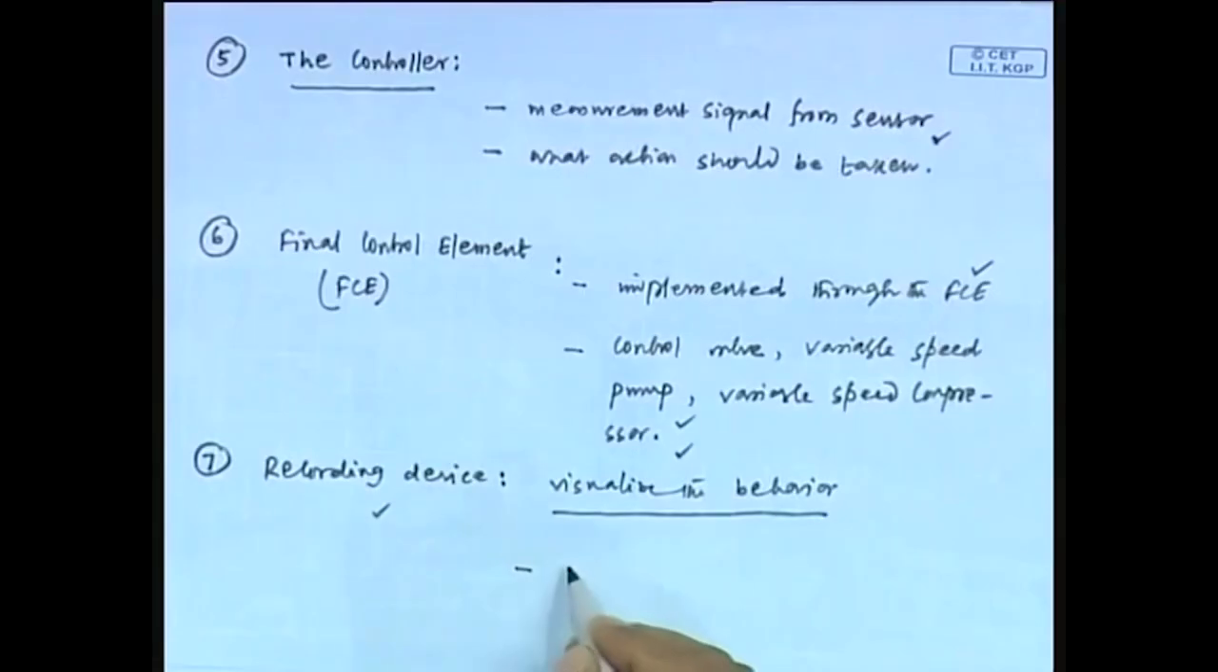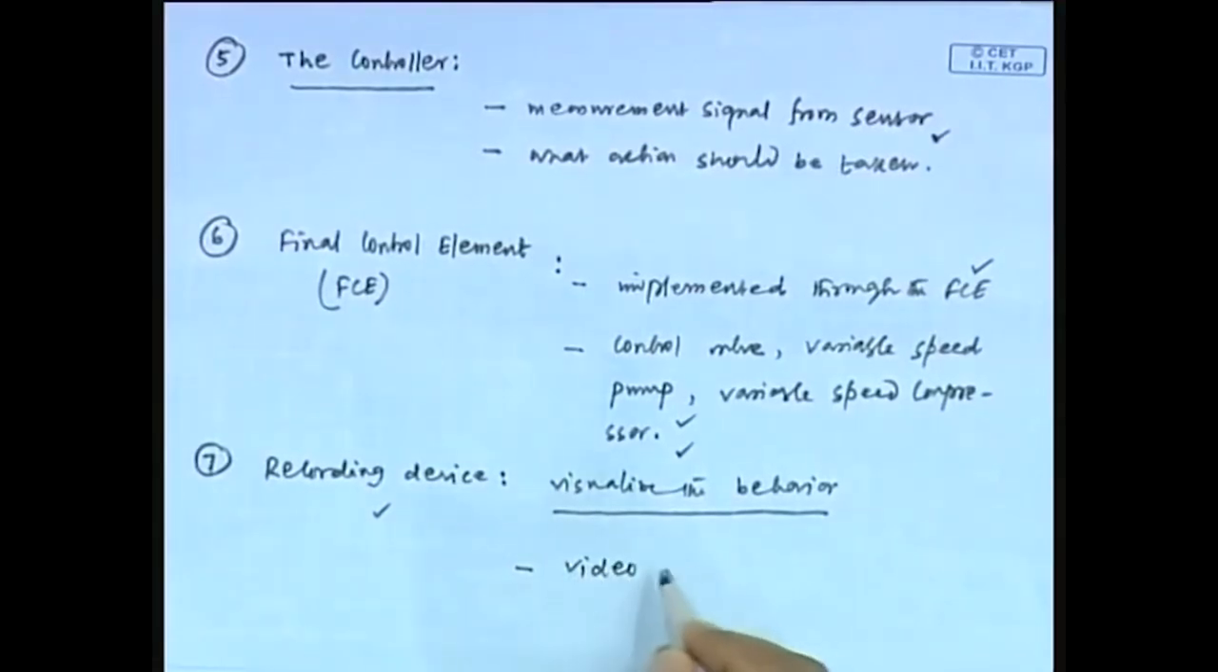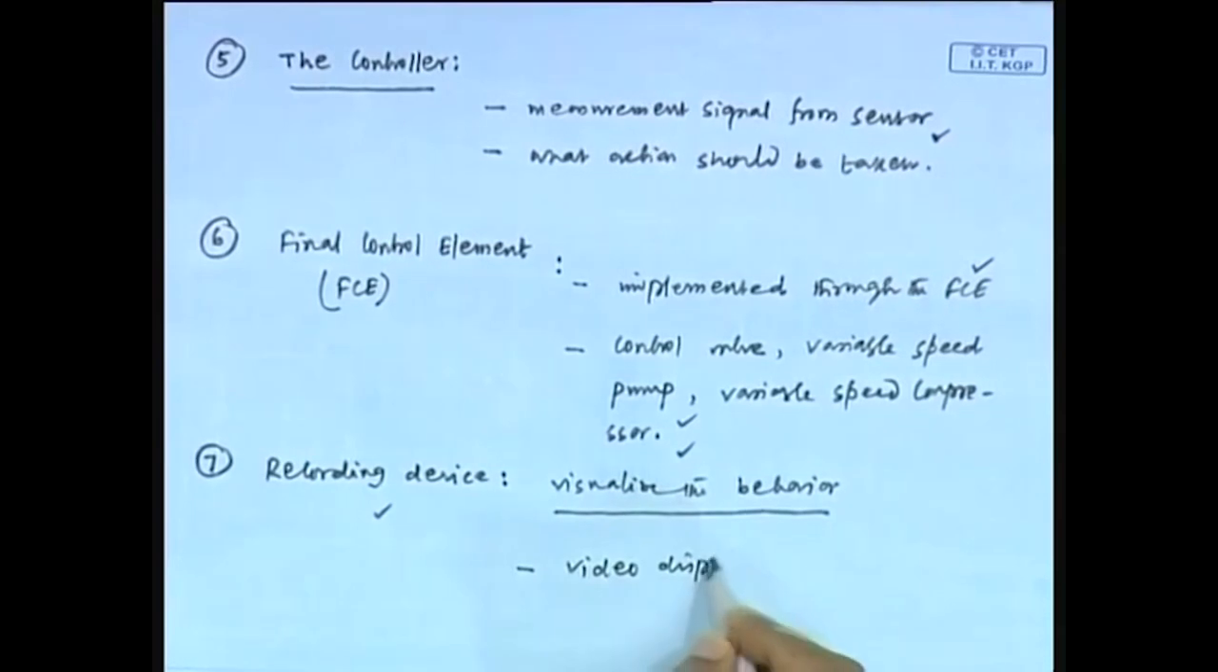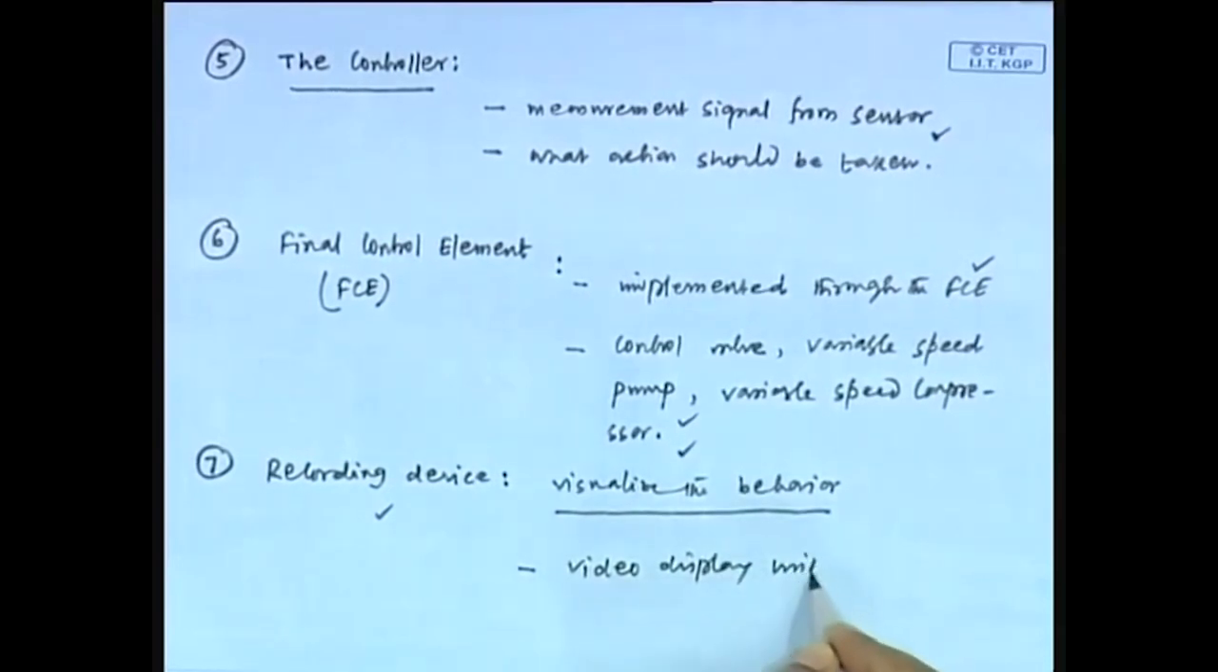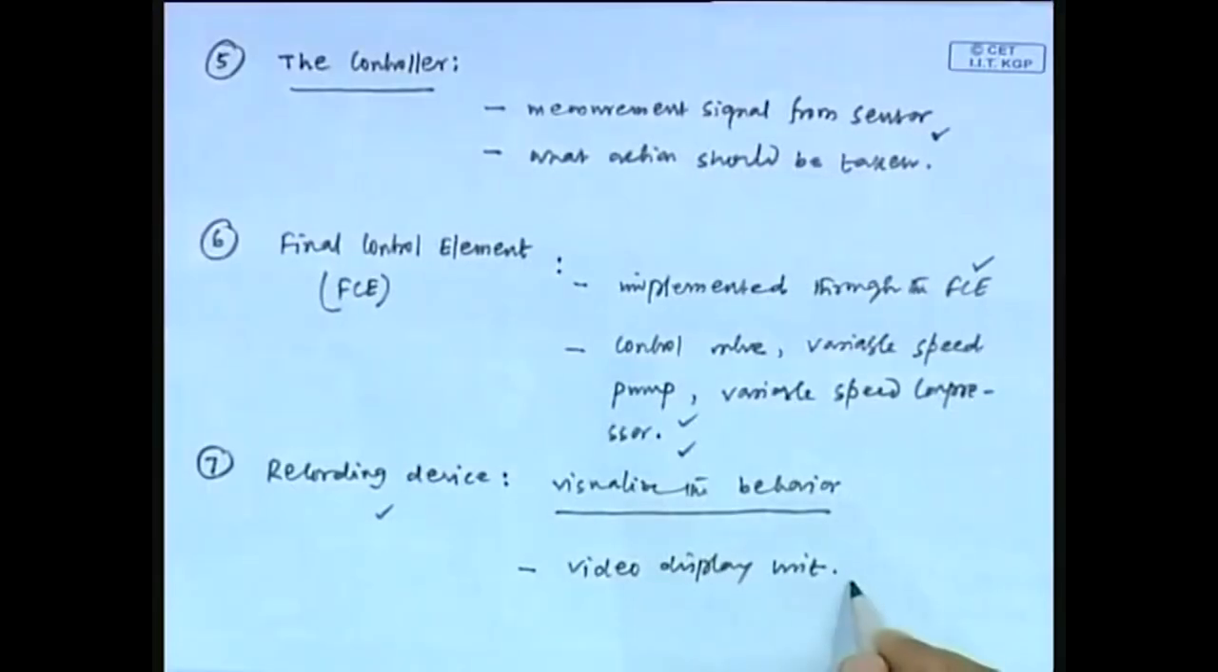And for this purpose, we can use a video display unit, which is usually accommodated in the control room. Video display unit can be used for this recording purpose. Fine. So, these are about the hardware elements for a particular process.